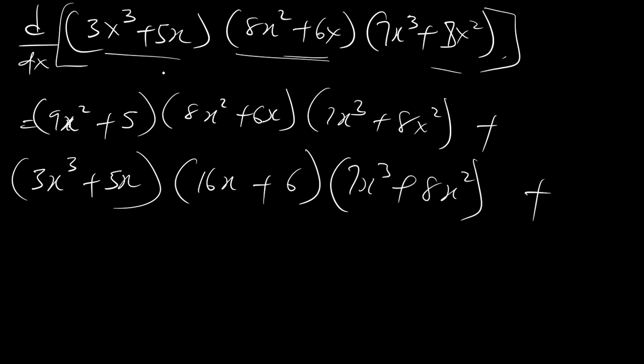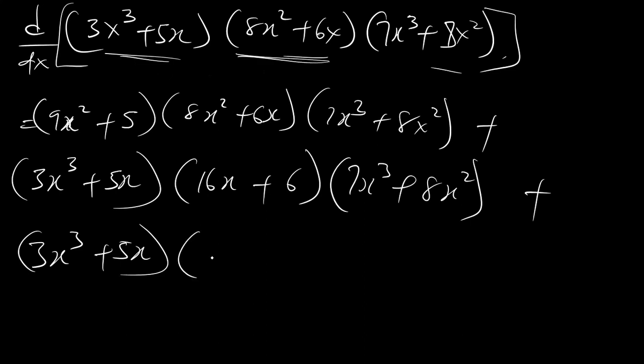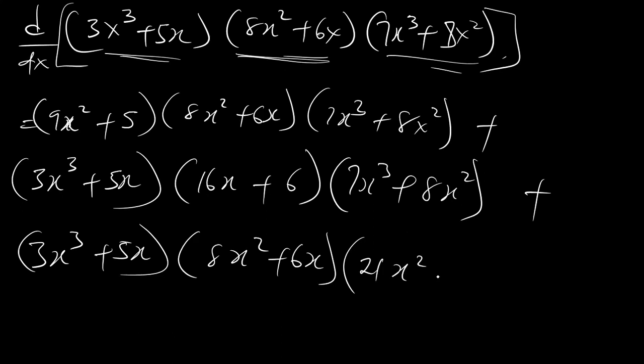Then plus, you leave 3x cubed plus 5x, which is u, this one. Then you also leave this, which is 8x squared plus 6x. Then you differentiate this. You have 3 times 7. This is 21x squared plus 16x. So this is the final answer.